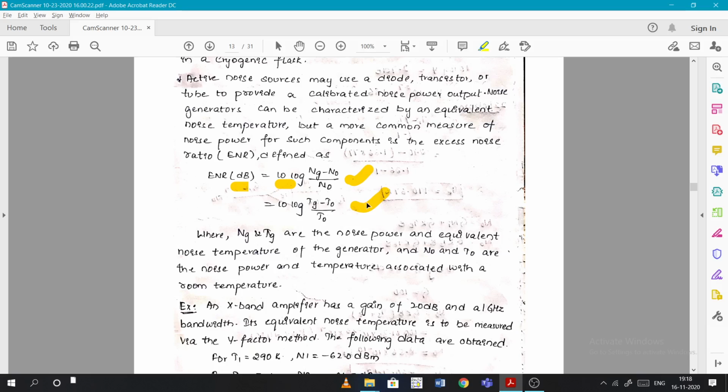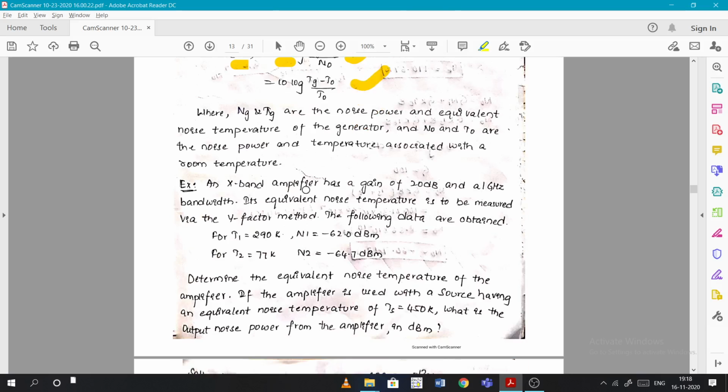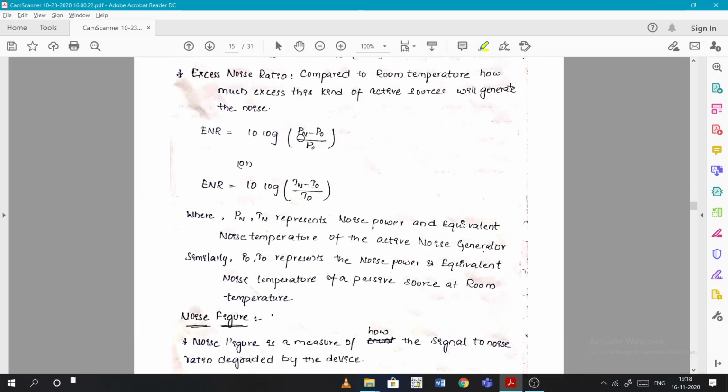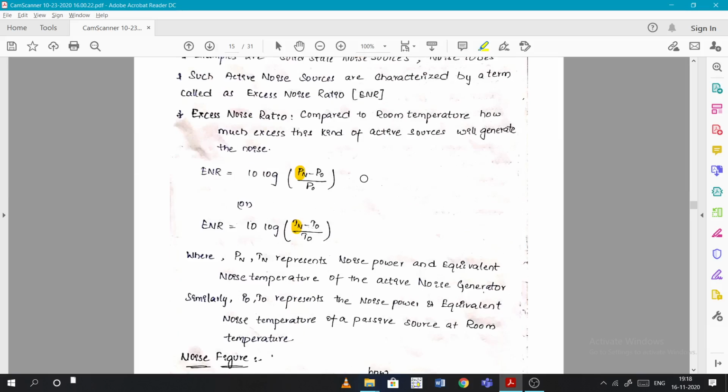In the further video we can see that Ng and Tg will be changed to something like Pn and Tn. The both are the same. That is a generalized statement we wrote, but when it comes to our discussion, we just replace the terms with Pn and Tn. The meaning doesn't change. The Pn and Tn represent the noise power and the equivalent noise temperature of the active noise generator. P0 and T0 are the same, the equivalent noise temperature of a passive source at room temperature.